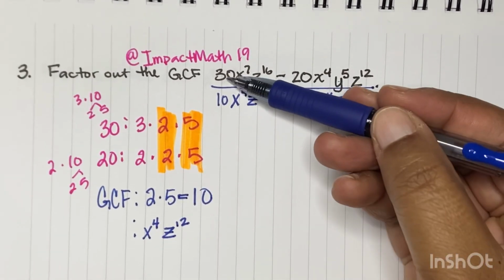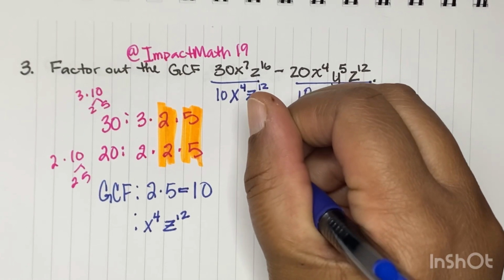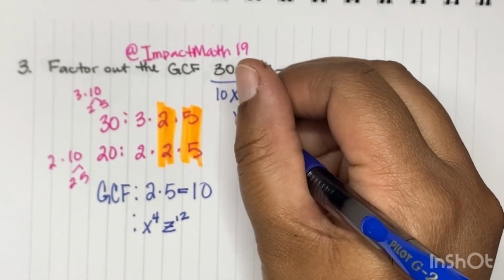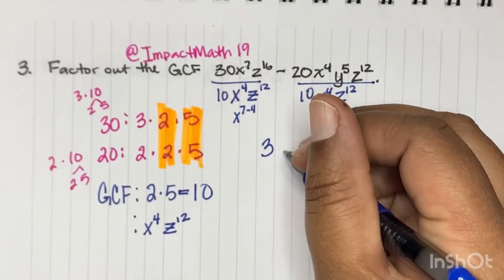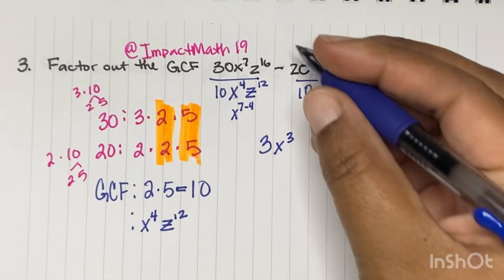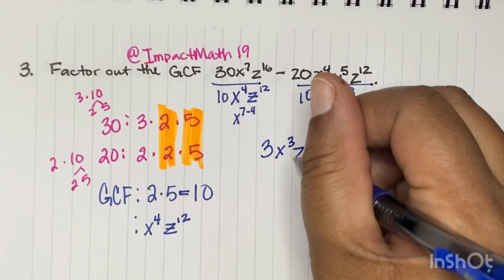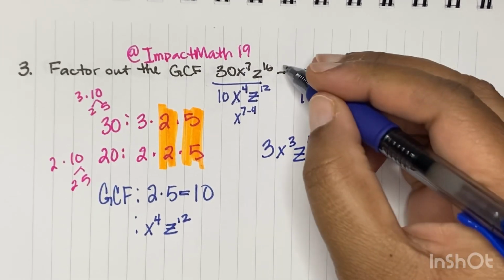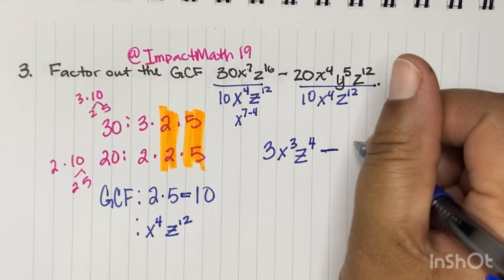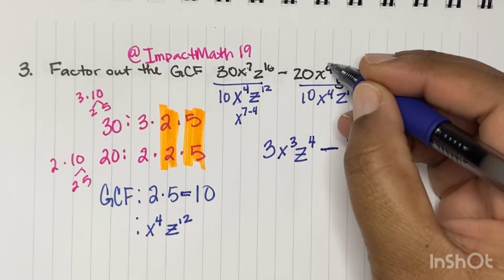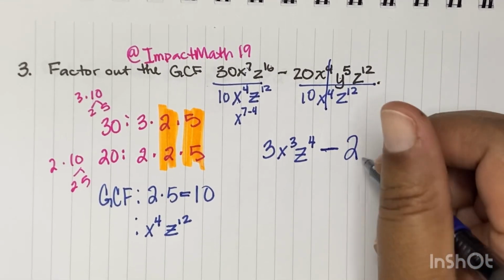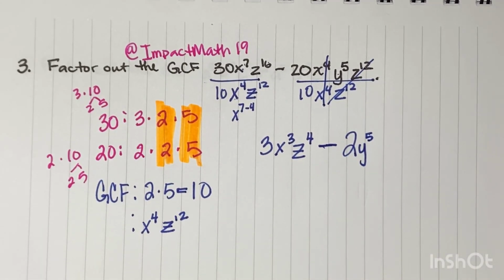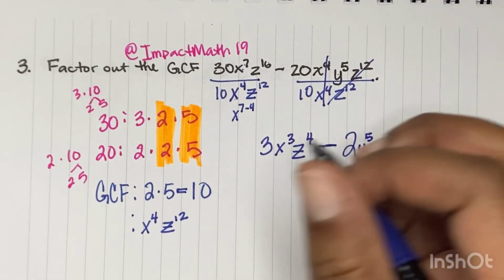All right. So 30 divided by 10 is 3. Remember, whenever you divide variables, you subtract their exponents. So 7 minus 4 is going to be x to the 3rd. 16 minus 12 is z to the 4th. Minus, drop your minus sign down. 20 divided by 10 is 2. X to the 4th cancels out. We have that y to the 5th. And that z to the 12th cancels out. So this is what we're left with.